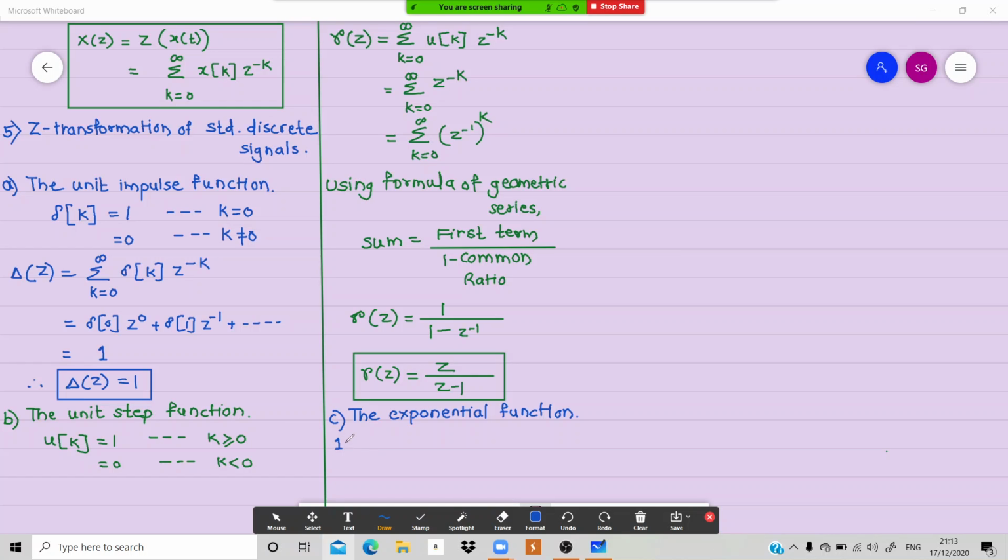Number one, when you are saying f of k is equal to a raised to k, when you are having k greater than or equal to 0, and it is equal to 0 otherwise, this is called a one sided signal. No, it is not double sided, because on the negative side we are not considering the signal; we are considering the initial condition to be equal to 0 for k less than 0.